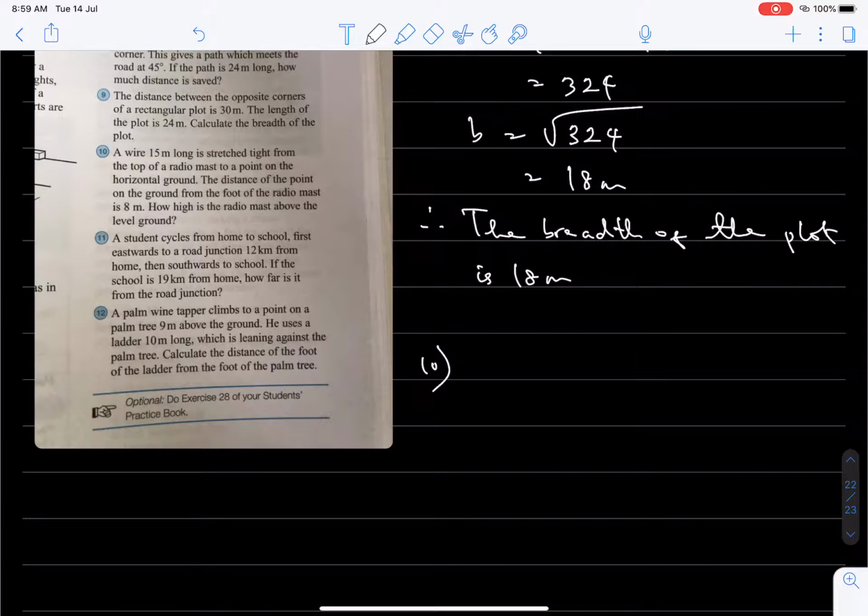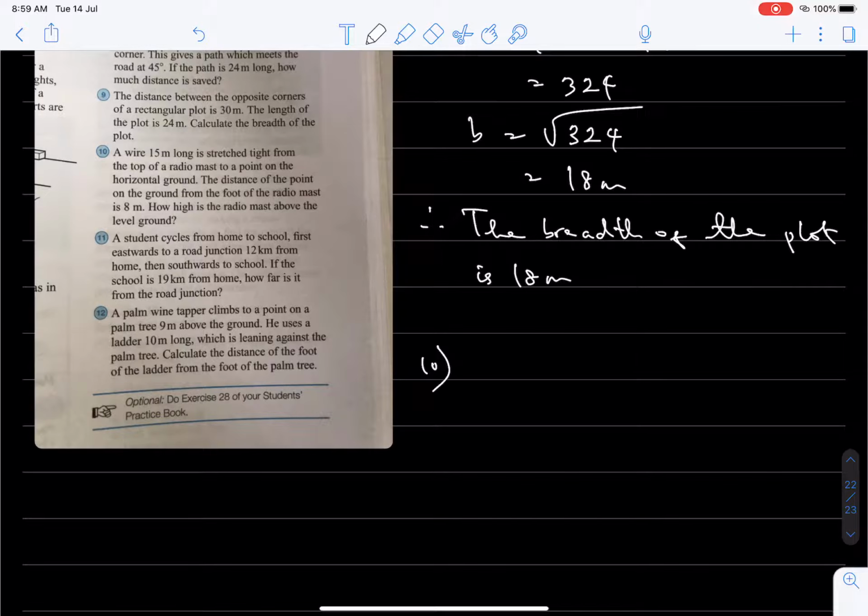Number 10 says a wire 15 meters long is stretched tight from the top of a radio mast to a point on the horizontal ground. The distance of the point on the ground from the foot of the radio mast is 8 meters. How high is the radio mast above the level ground? All right, let's bring that close.